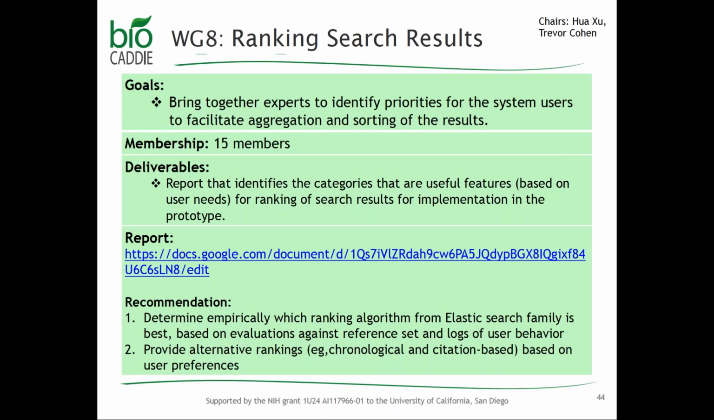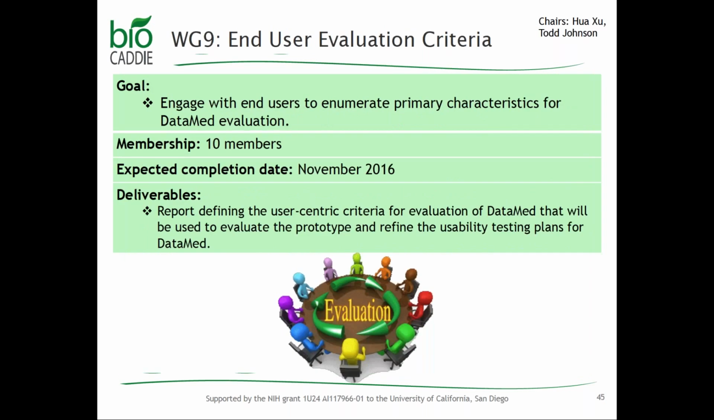The report is online, and the recommendations are to empirically determine which ranking algorithm from the Elasticsearch family will be best for us based on evaluations against reference sets and logs of user behavior, since we now have a user base and they're continuously accessing Datamed, and provide alternative ranking based on user preferences. So this also is evolving as we have more users to our search engine.